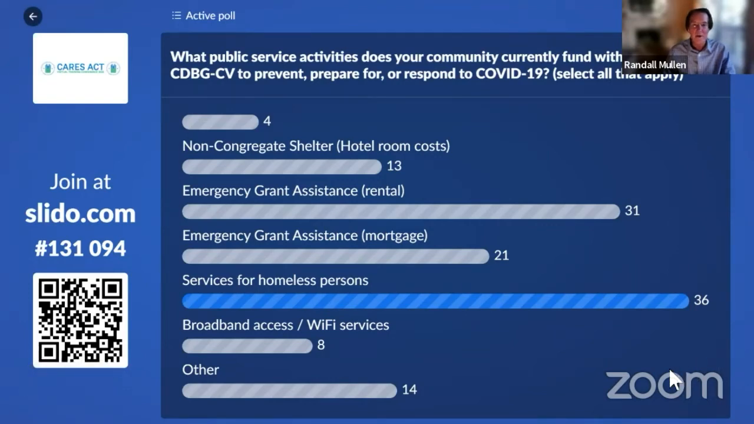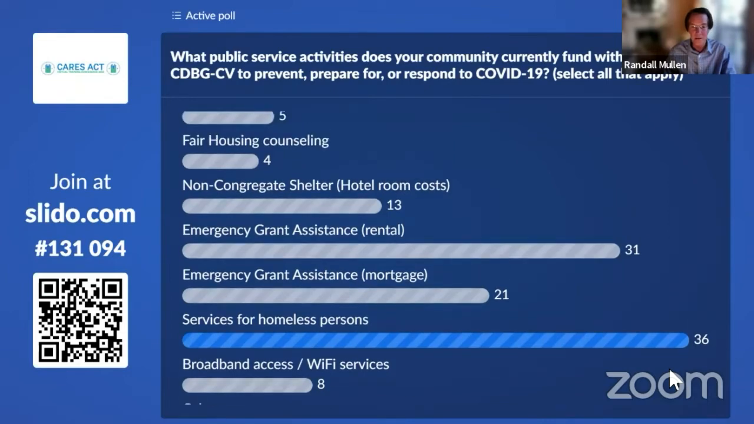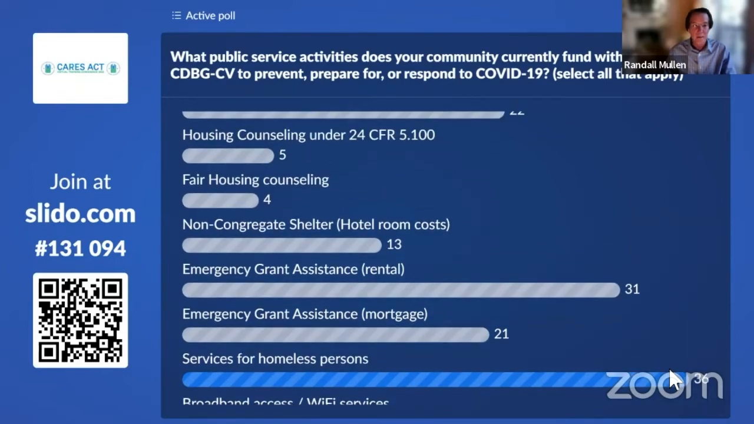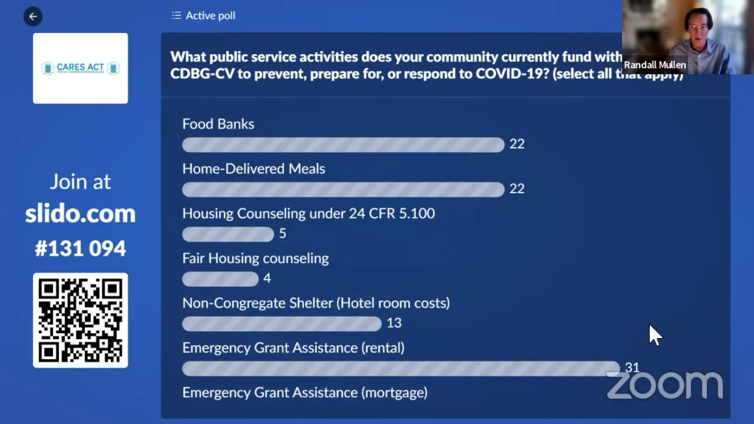Okay, based upon the question, what public service activities does your community currently fund with CDBG or CDBG-CV to prevent, prepare for, or respond to COVID-19? It appears that services to the homeless has the largest number of responses, 36%, as opposed to 31% for emergency rental assistance, 21% for emergency mortgage assistance.